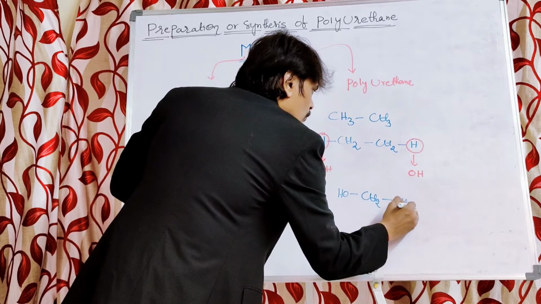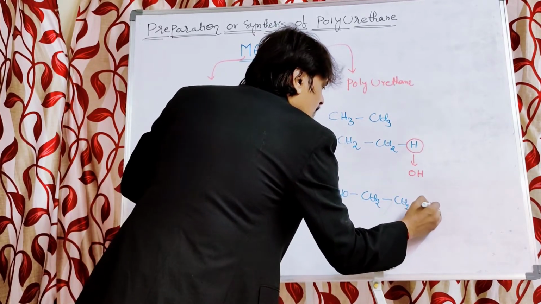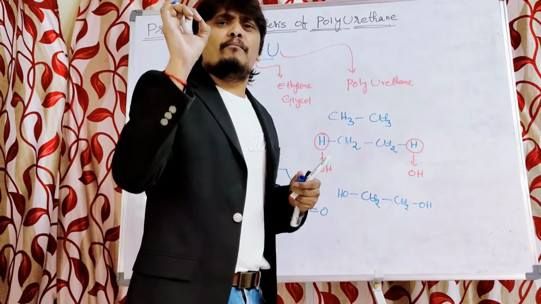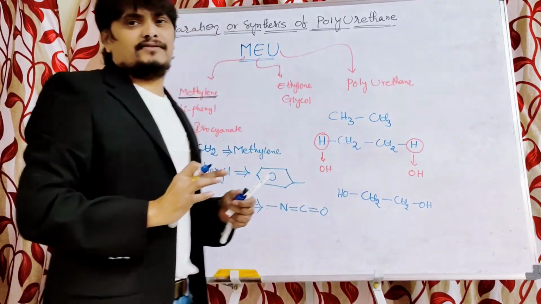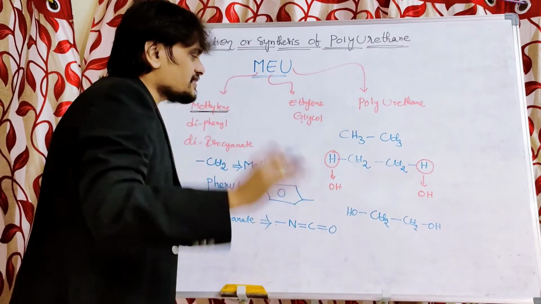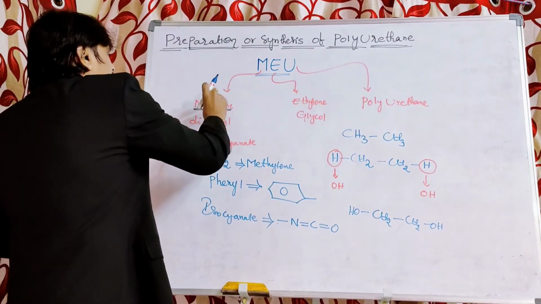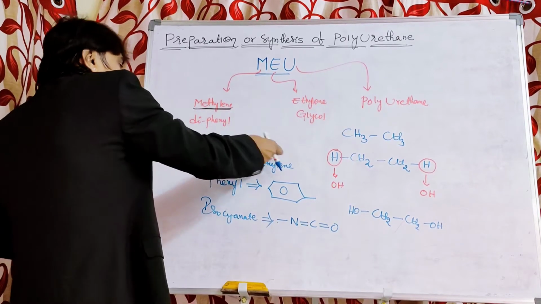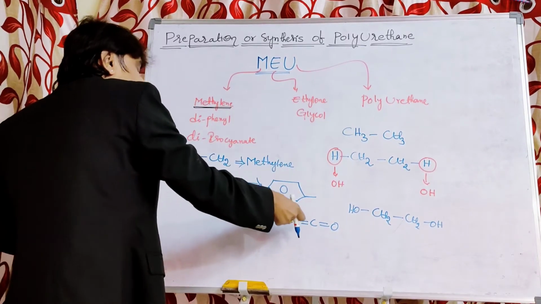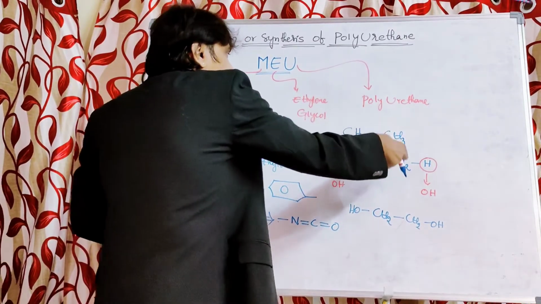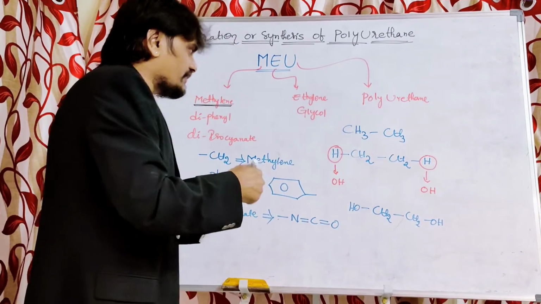Next, CH2OH. So this is how you have to remember the structure, but don't memorize the structure. One of the monomeric units is methylene diphenyl diisocyanate. What is methylene? What is phenyl? What is isocyanate? Already I have explained. And I have given the structure of ethylene glycol. How to remember the structure of ethylene glycol?